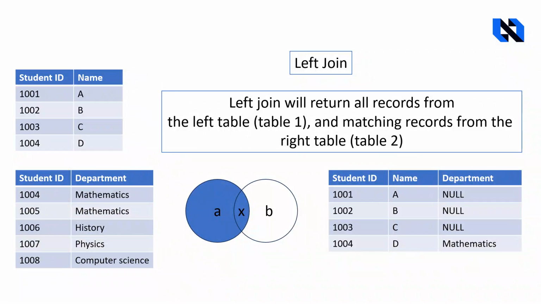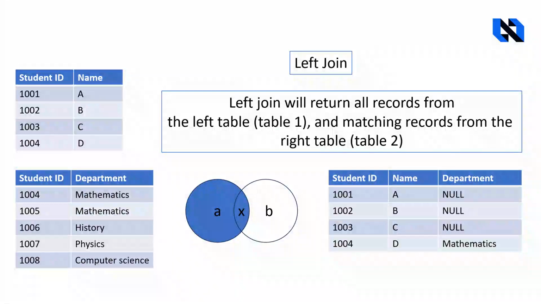Now, taking this record to match data in the department table, we can see that in the department table, we don't have student ID 1001, hence the department will be returned as null. We do not have student ID 1002, hence the department will be returned as null. We also do not have student ID 1003, so the department will be returned as null. But we have a matching record for student 1004 on both tables, so it will return the corresponding department, which is mathematics.